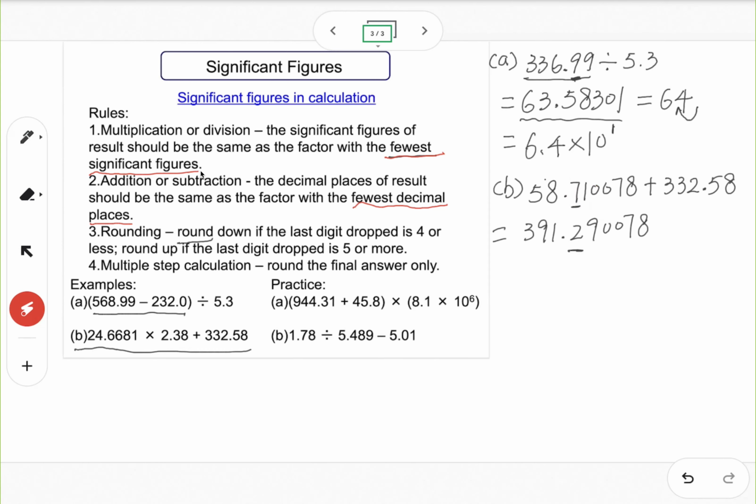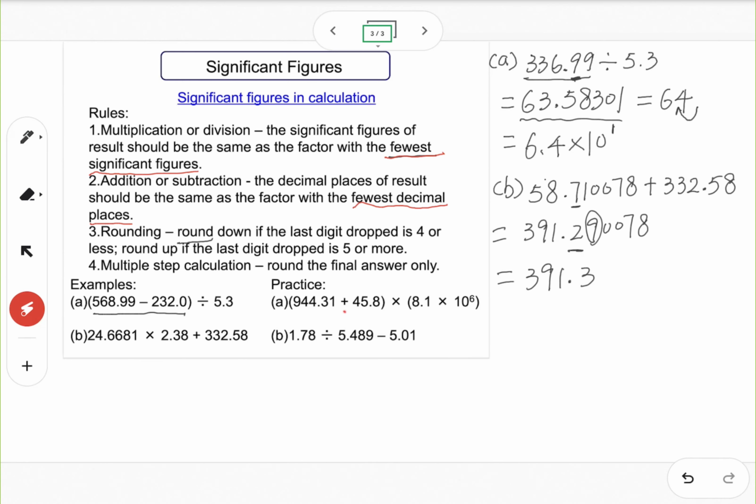Now you round the number. Since this is 9 here, you need to round it up. Now it gives us the final answer as 391.3. Let's do more practice problems. Let's take a look at practice A first.